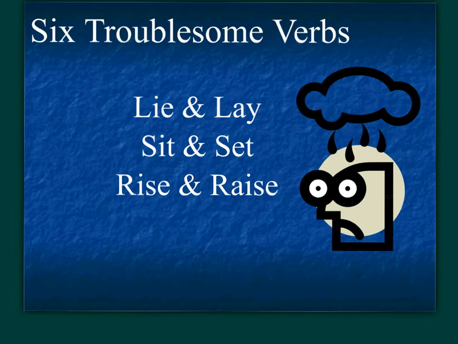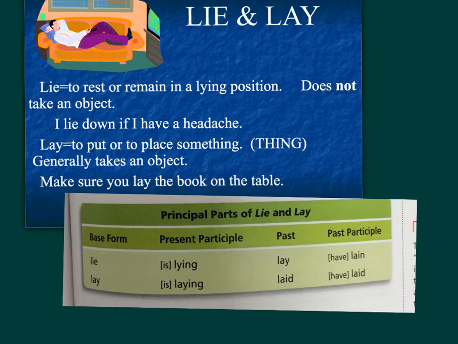Next, we'll go through what are called, or referred to affectionately as, the troublesome verbs: lie and lay, sit and set, rise and raise. Lie and lay are really the most troublesome of the troublesome verbs. Let's go through lie and lay.